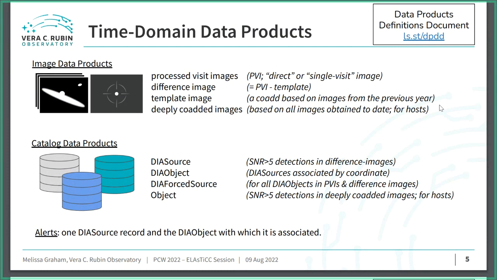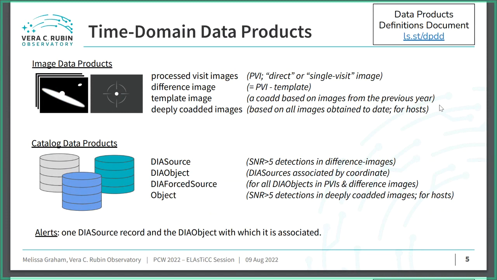But you want forced photometry when it goes below that. So in that case, you're using the DIA forced source catalog. The fourth catalog that I've included here as relevant for transient science is the object catalog, because those are the detections on the deeply co-added images. So that's where you're getting your host galaxy brightness, size, color, shape, all that kind of stuff.